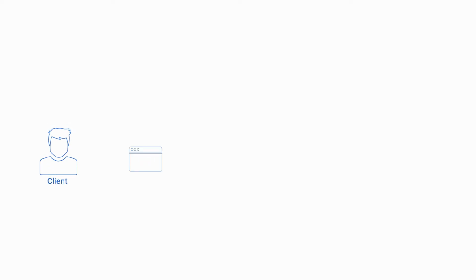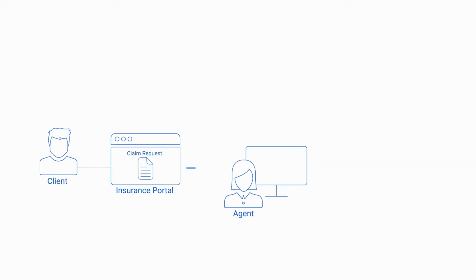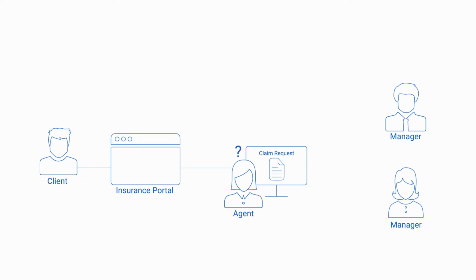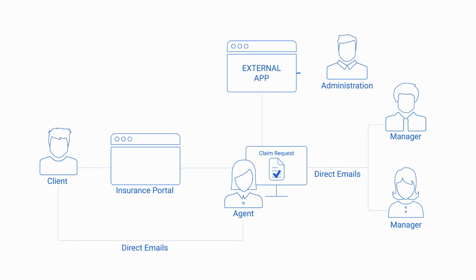Without process optimization and automation, the claims process can be a nightmare for everyone involved. Our agent needs clarification on a claim, but she's not sure which of her managers can answer her question. Meanwhile, our client's wondering about the status of his claim, but no one can give him a straight answer because they don't know either. Finally, after some back-and-forth emails with managers, the agent informs the client that he needs to submit more information. Then, once this information's verified and the claim's finally approved, it has to be manually forwarded to the administration, which uses an external app to issue the reimbursement to the client.